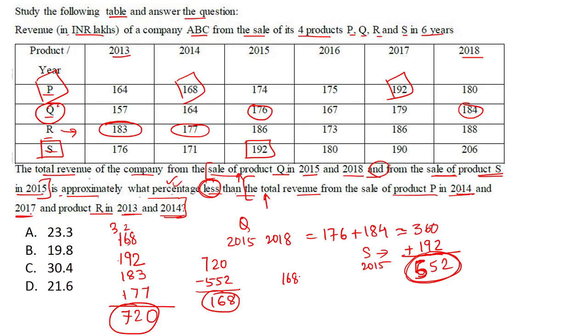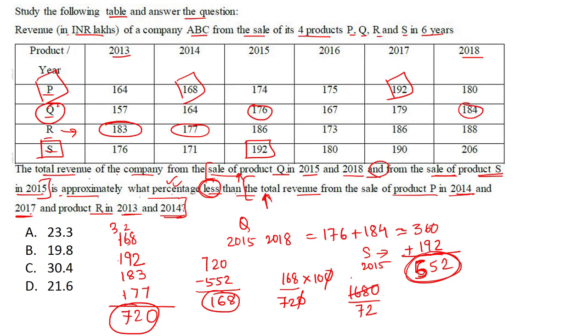So 168 multiplied by 100. Since we want percentage, there has to be something in the denominator. Less than the second part of revenue, that is 720. Second part of the revenue. So what we can do is we can cancel this out and we can have 1680 divided by 72.